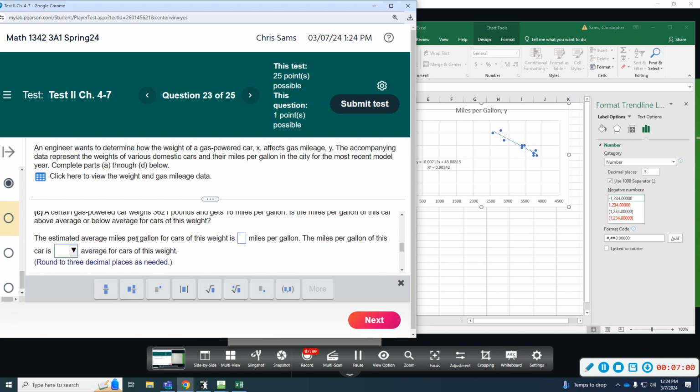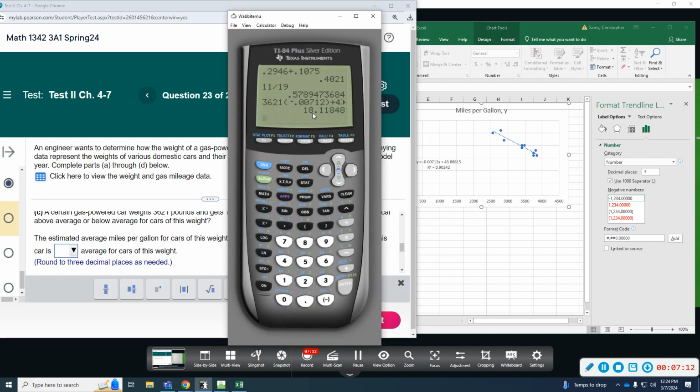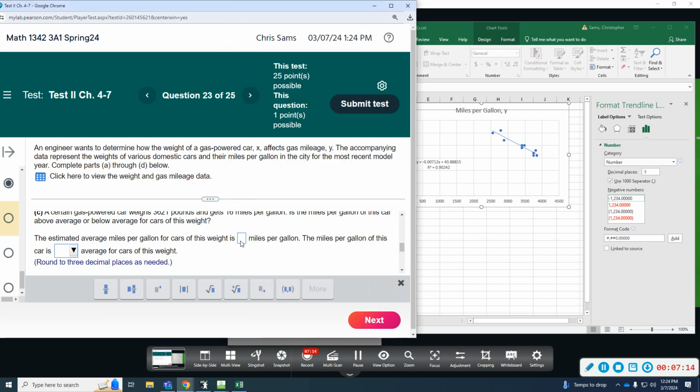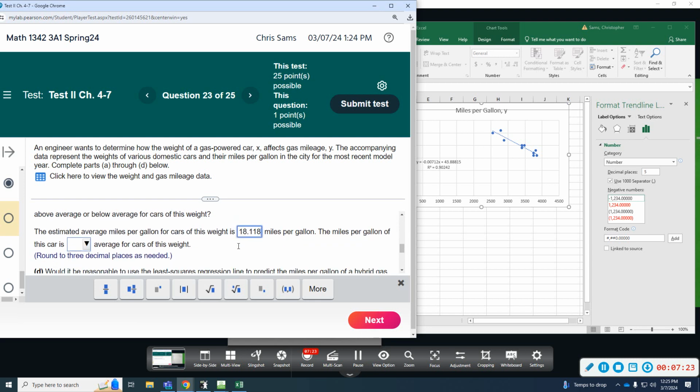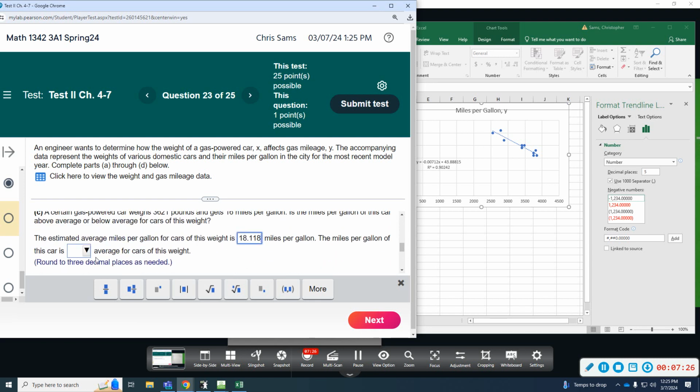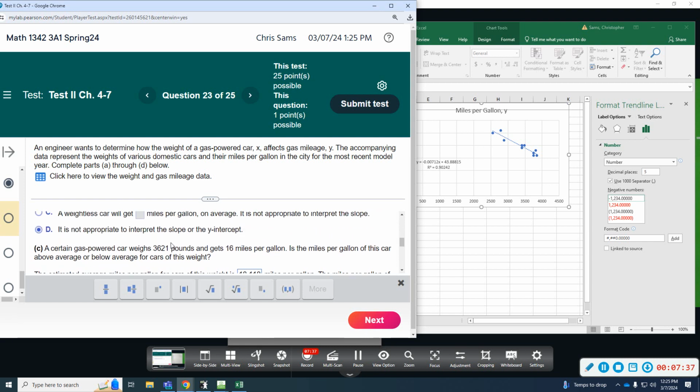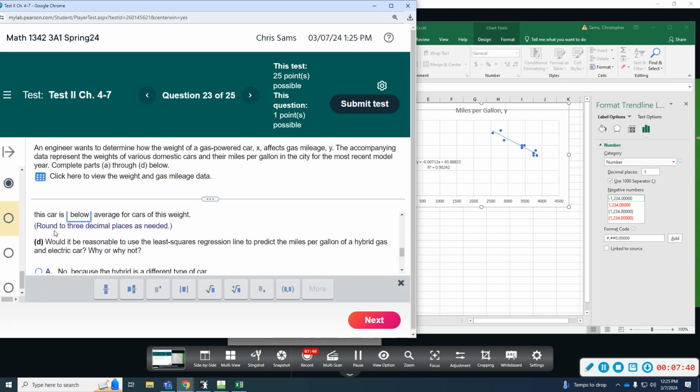So the estimated average miles per gallon for a car of this weight is, and we want to round to 3 decimal places, so we got 18.118. I don't know if we just want to say 18. The miles per gallon of this car is below average for cars of this weight. The estimated average is this. The miles per gallon for this car, this one right here, 16, is below. 3 decimal places as needed, so yes.